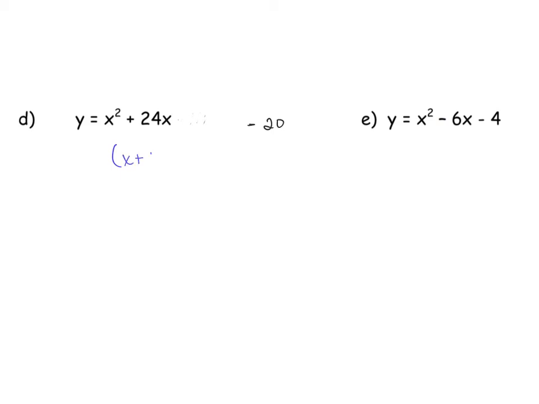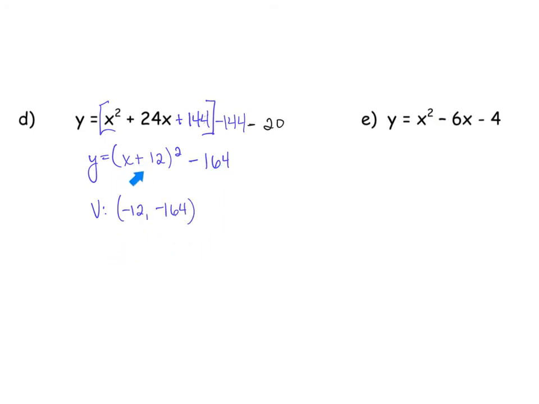So then we take our half of 24, put it down here, that's our 12, square that to get plus 144, minus 144, take this little section right here, that's our rewrite of x plus 12 squared, and then combine negative 144 minus 20 to get negative 164. So we have a vertex, x minus h, so this is negative 12, negative 164.